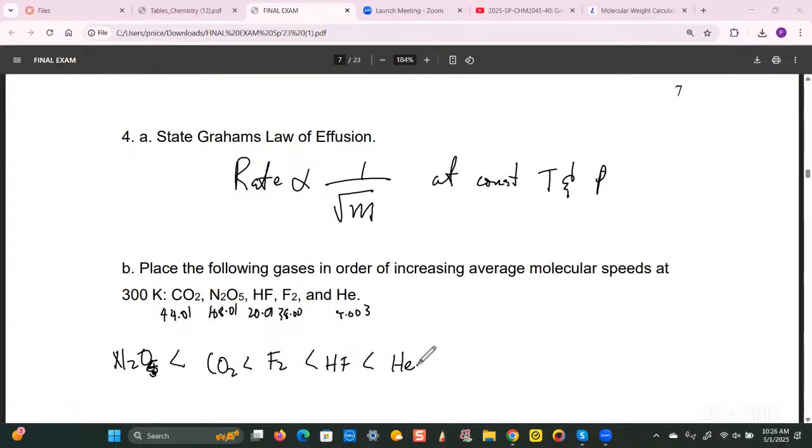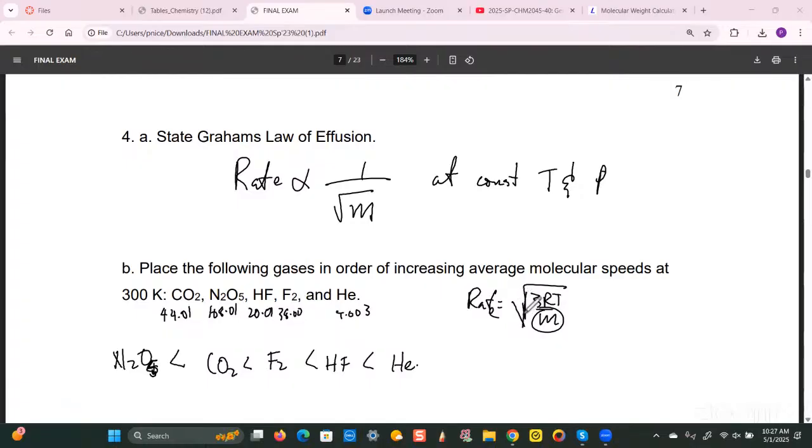Let me just tell you, I've seen in the past this formula, I don't remember if it's given in the packet, for calculating the actual rate. Rate is equal to the square root of 3RT over M. If you're given the molar mass of one particular gaseous molecule, this is how you calculate the rate of diffusion.